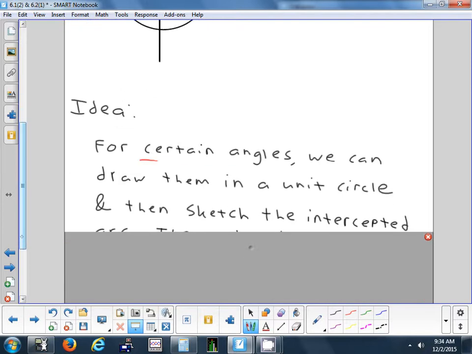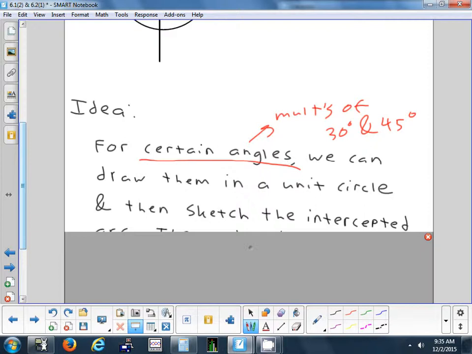We only use unit circle trig with certain angles. We're going to do it with angles that are multiples of 30 and 45. This is not a tool you use for every single problem. Only for angles that are multiples of 30 and 45. So what you do is you sketch it.